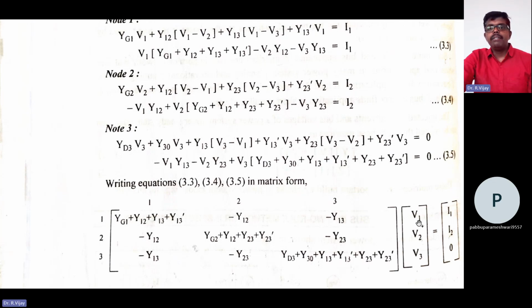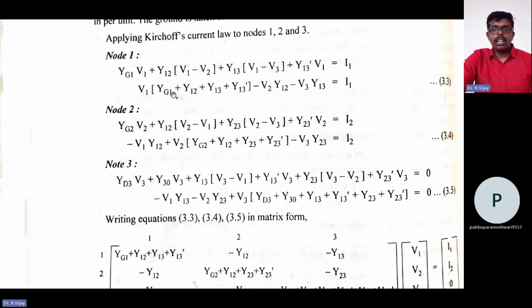Next, V1, we are taking it outside, meaning all the quantities coming with V1. So this formulation you need to write here. Next V1 is the sum of the admittances at node 1, then minus of Y12. Next, for node 3, it is minus of Y13.